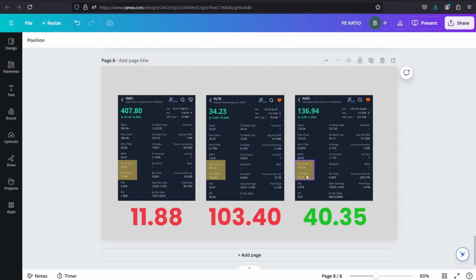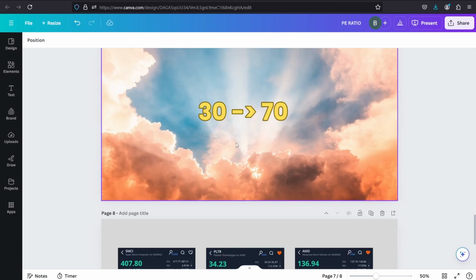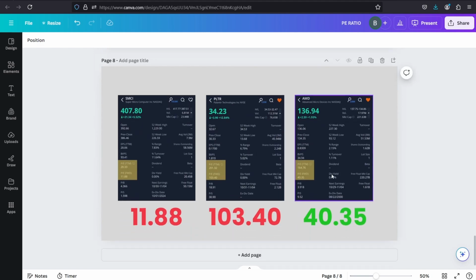And the next one that we're looking at is going to be AMD. I prefer to just look at the forward PE ratio because that tells you what the company is going to do moving forward. Forward action that you can capitalize on. AMD's forward PE is 40. Oh, baby, that's within the 30 to 70.